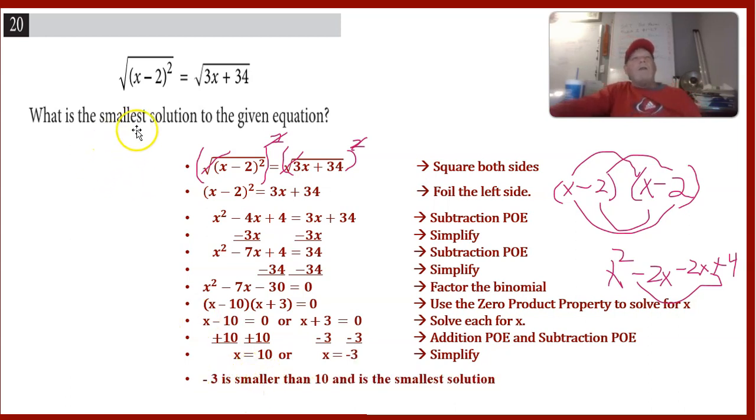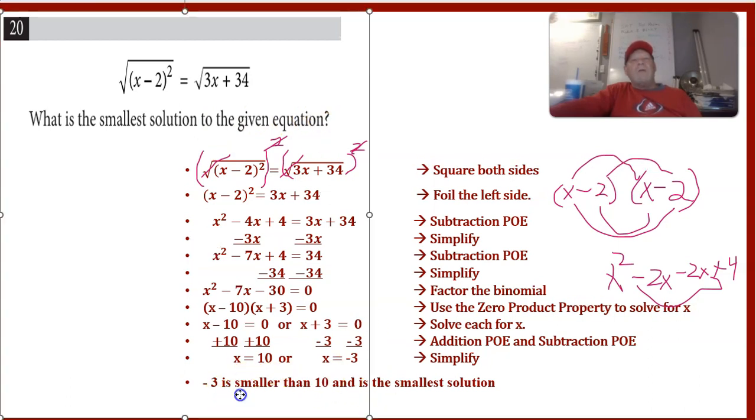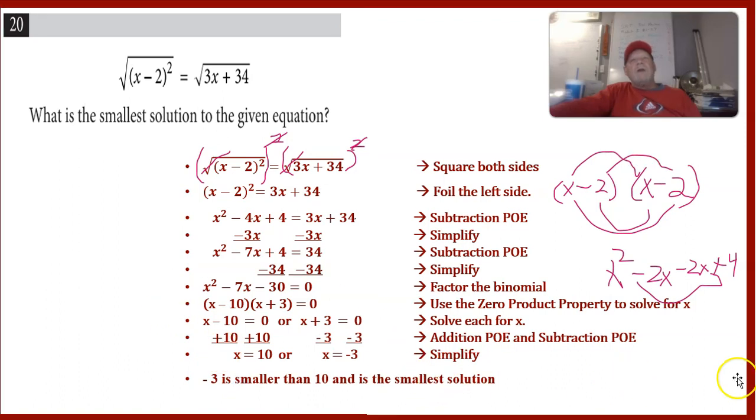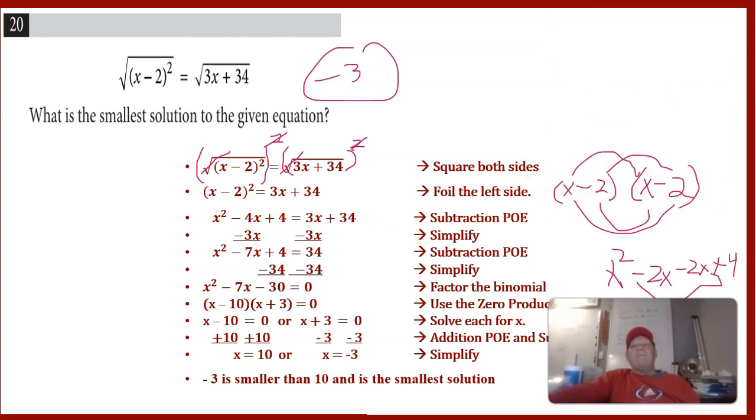So it says, what is the smallest solution to the given equation? Negative 3 is smaller than 10 and is the smallest solution. So negative 3 is my answer. That is my answer. Okay. This has been kind of a long one because when you have to try all four in a long problem like in that system of inequalities, it takes some time.